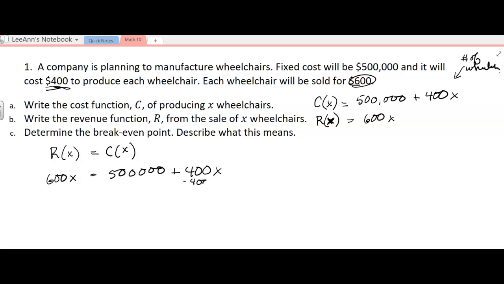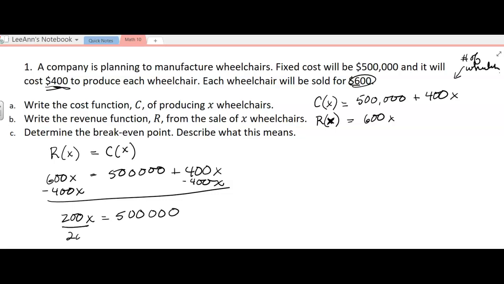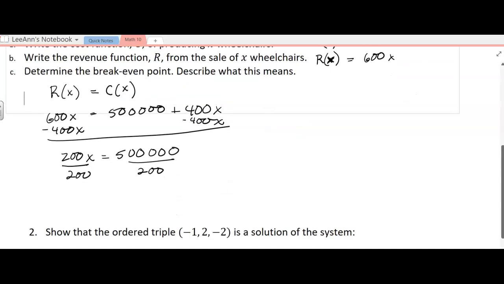Okay, that is a linear equation. Subtract the 400X. So you get 200X equals 500,000. And then we're going to divide by 200. And so we get X equals, all right, grab a calculator, and we get 2,500. Now, describe what that means.